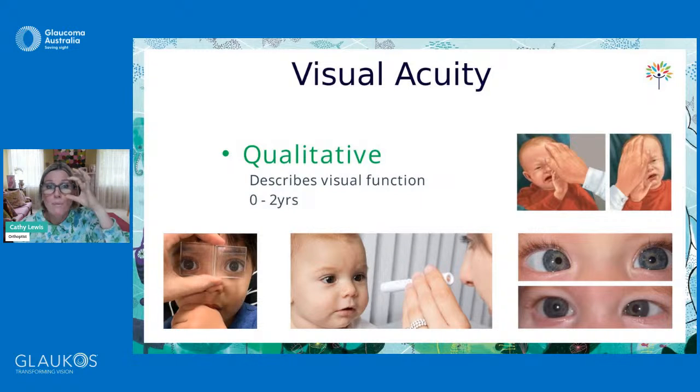We can put prisms in front of the child's eyes to give them double vision, and we watch their eyes to see how they respond. And we observe how the child reacts to bright light being shone into each eye. And if the child has an eye turn, we can observe which eye is turning and how often, as one eye turning all the time could indicate the presence of amblyopia.